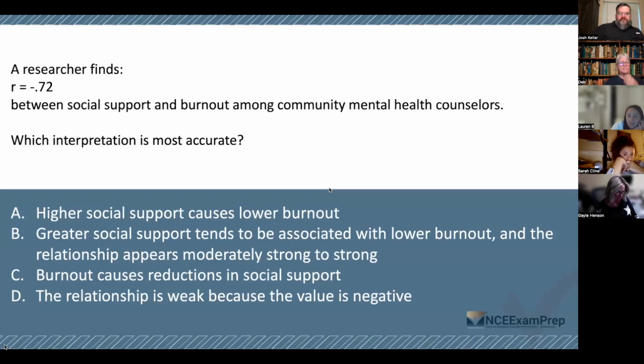Okay. A researcher finds r equals negative 0.72 between social support and burnout among community mental health counselors. Okay, our correlation of negative 0.72. Which interpretation is most accurate? A: Higher social support causes lower burnout. B: Greater social support tends to be associated with lower burnout, and the relationship appears to be moderately strong to strong. C: Burnout causes a reduction in social support, or D: the relationship is weak because the value is negative.